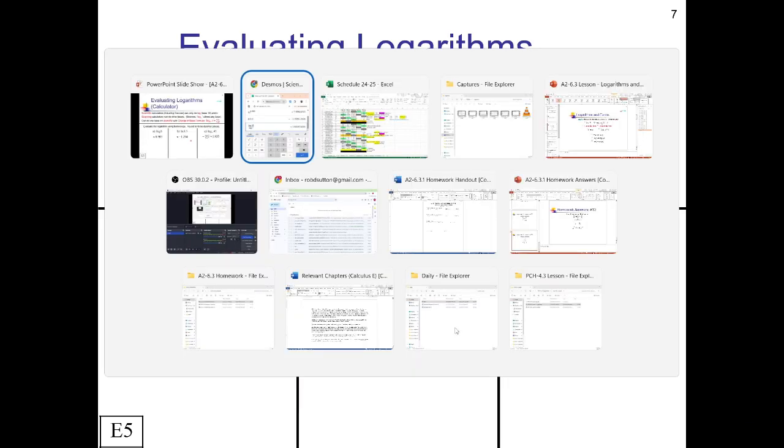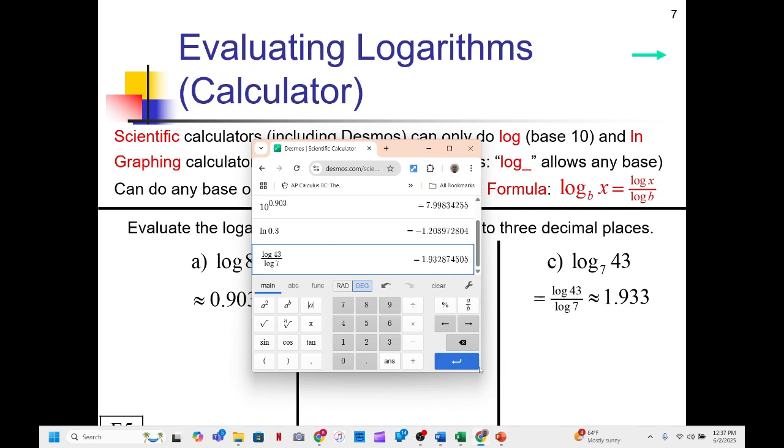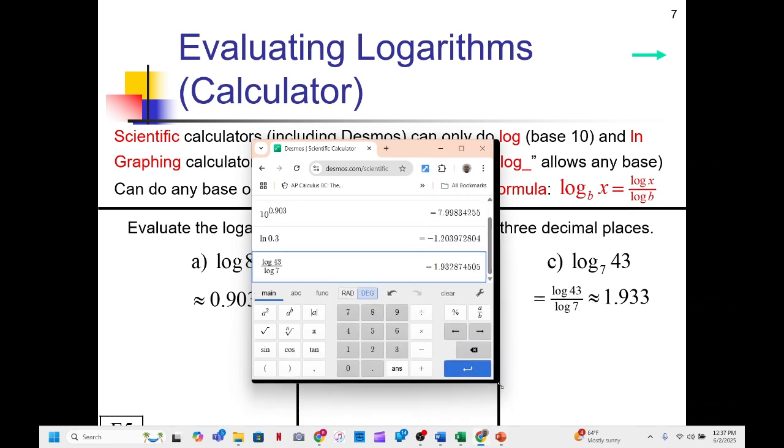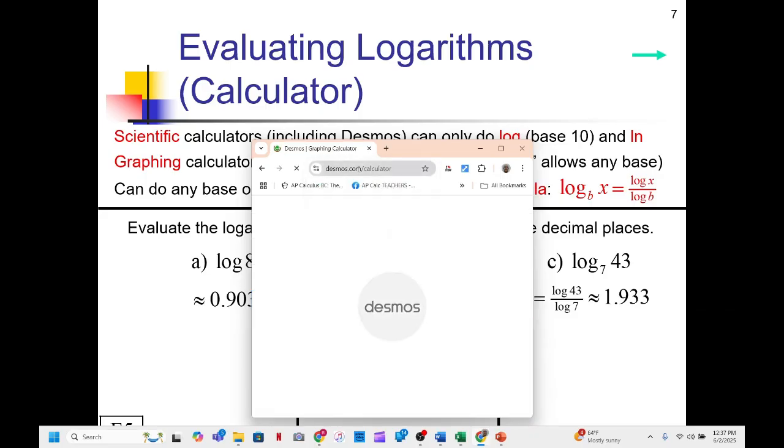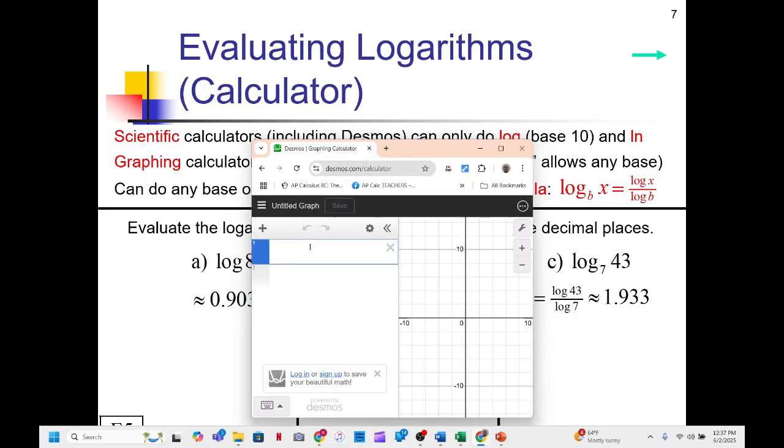But let me go to Desmos graphing calculator now, and I'll have to expand this to get a little more room on my graphing calculator. Desmos graphing. Let's do log underscore, and now I can specify the base 7 there, and then arrow out of that and put in a 43. And we get the same answer we got using the change of base formula.